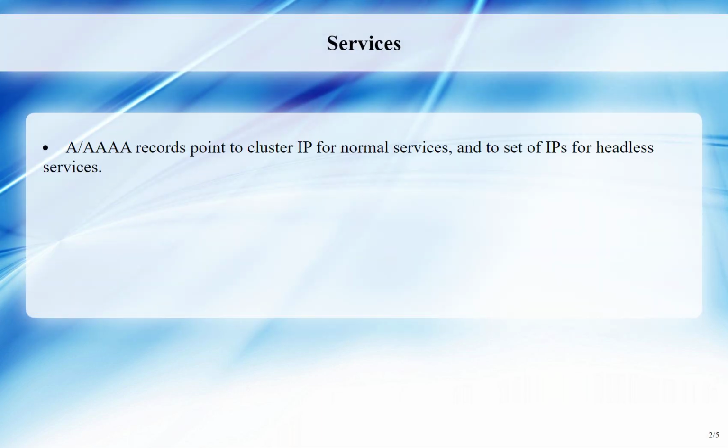A records are used for normal services, with DNS pointing to the cluster IP of the service. Headless services, without a cluster IP, also have A records but point to the set of IPs of all selected pods.